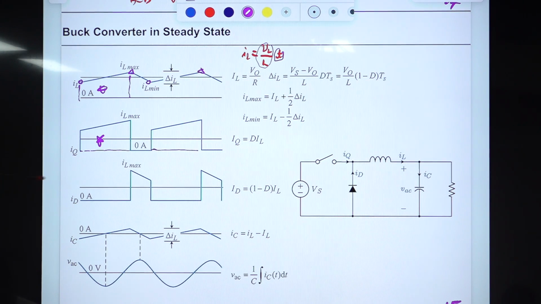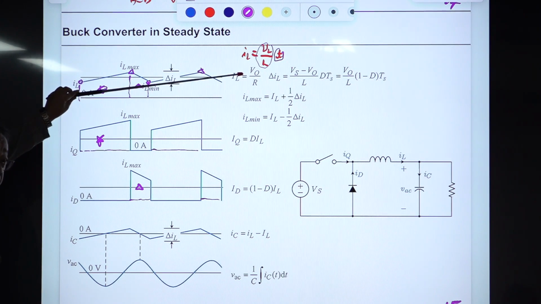This is just the mean value of this. This is 0, okay? And during the uptime period, this portion of the inductor current is the same as the diode current. So again, this is 0. So this is the average value of these waveforms. This is the average value of this pulsating waveform. Okay. The average value of this, IL, is given here.